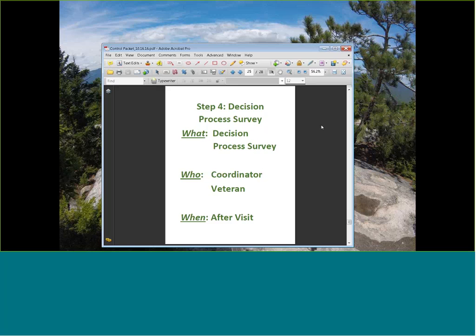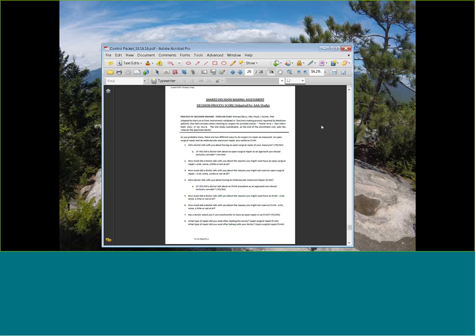Step 4 is a decision process survey. This is a brief survey to help us understand the veteran's decision-making during the clinical visit. For this, we need the coordinator and the veteran, and it's performed immediately after the physician and the veteran have their clinical interaction. As you can see, it's a brief survey.